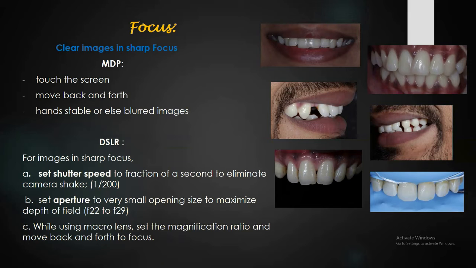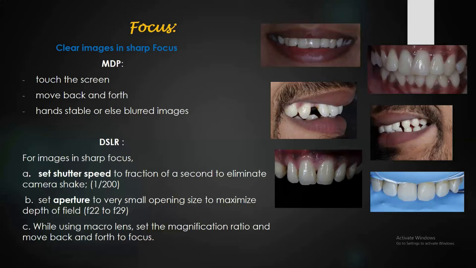So to get sharp focus, we need to set our shutter speed to a fraction of a second so that we eliminate the camera shake. The recommended value is 1/200. We need to set the aperture to a very small opening size to maximize the depth of field. The recommended value is f22 to f29.